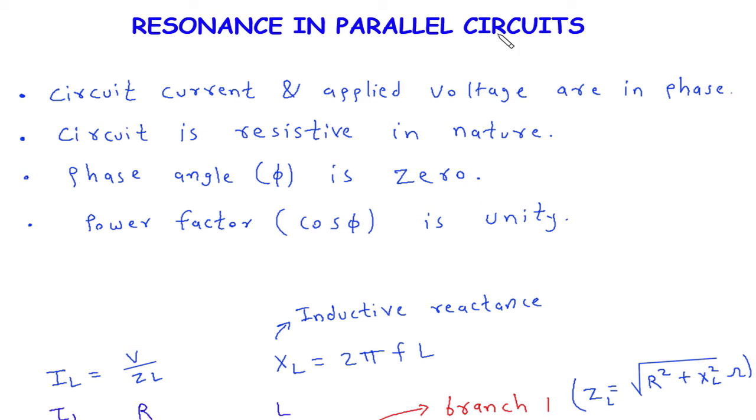Resonance in parallel circuit. We know that in case of resonance, the circuit current and applied voltage are in phase, and therefore the circuit is resistive in nature. Since the circuit is resistive in nature, the phase angle phi is 0 because the circuit current and applied voltage are in phase. So therefore phase angle phi is 0, and since phase angle phi is 0, cos phi is cos 0. So therefore cos phi is the power factor. So power factor is unity because cos 0 is 1.